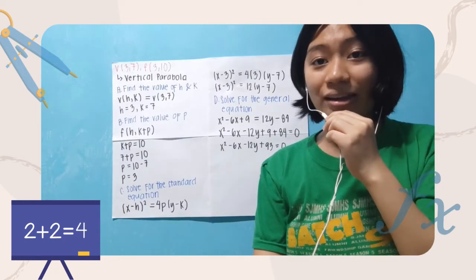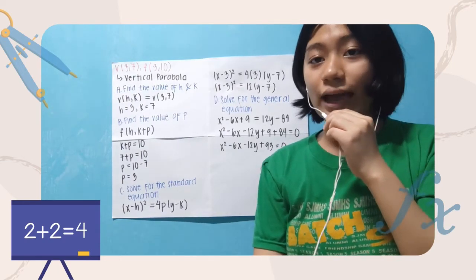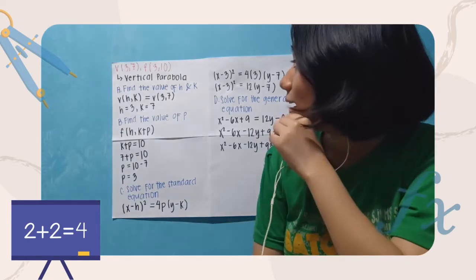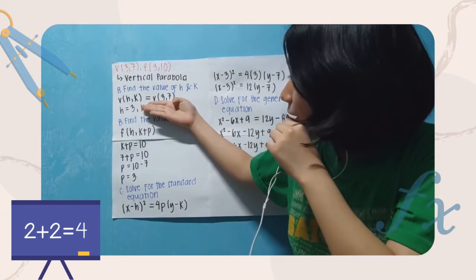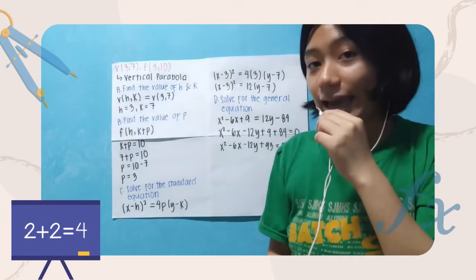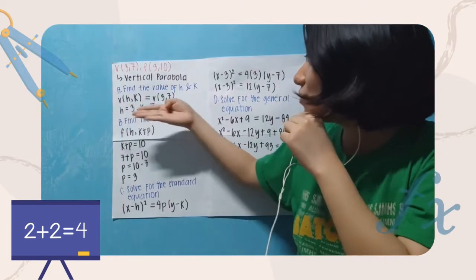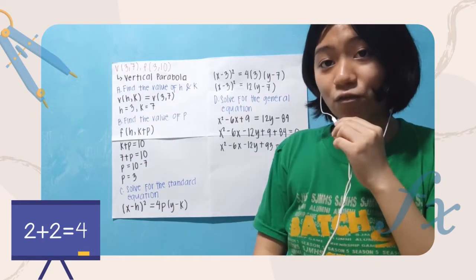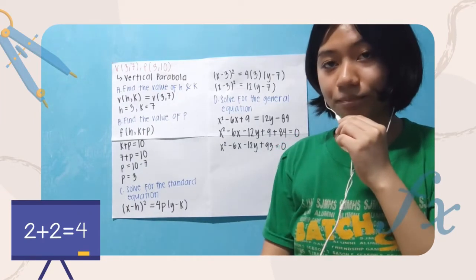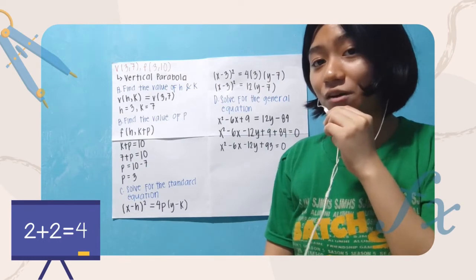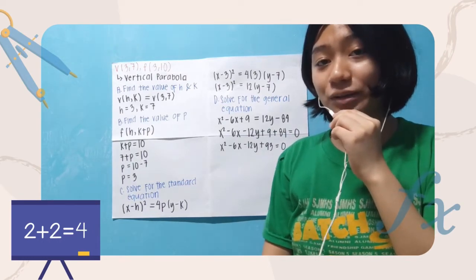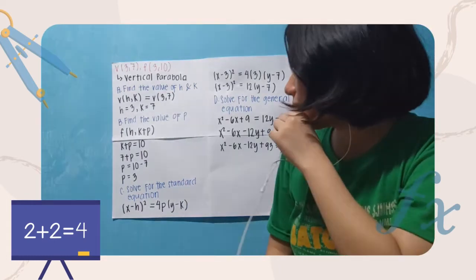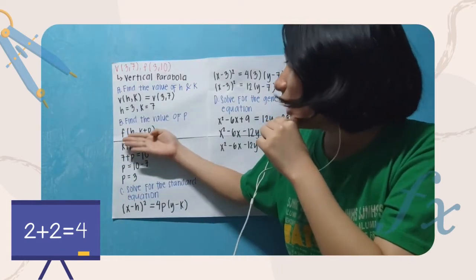Next, let's find out the values of h and k. Given that the vertex is located at (3, 7), then the value of h is 3 and the value of k is 7. Then we need to find the value of p. In order to solve for the value of p, we need to refer to the focus of a vertical parabola, and that is (h, k plus p).